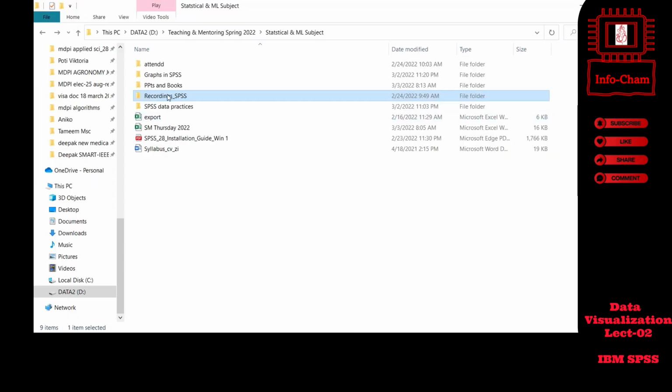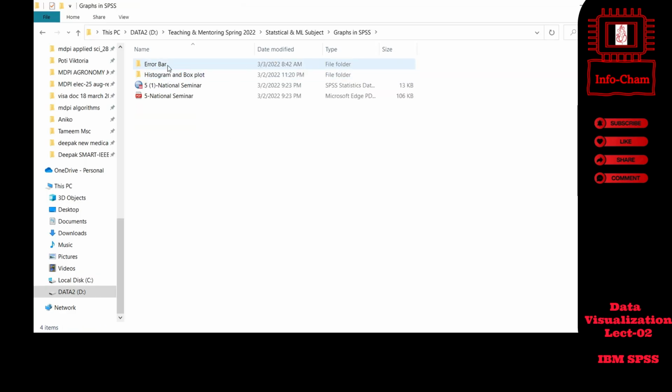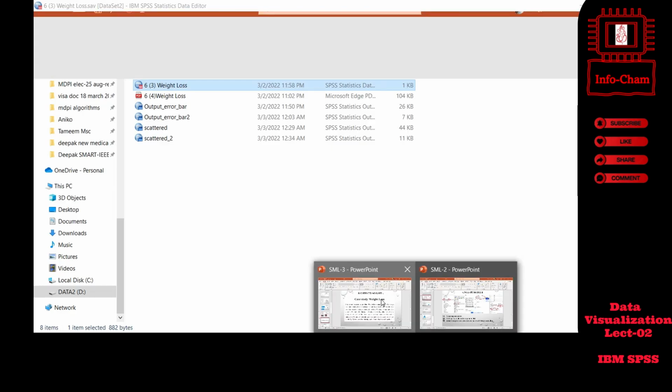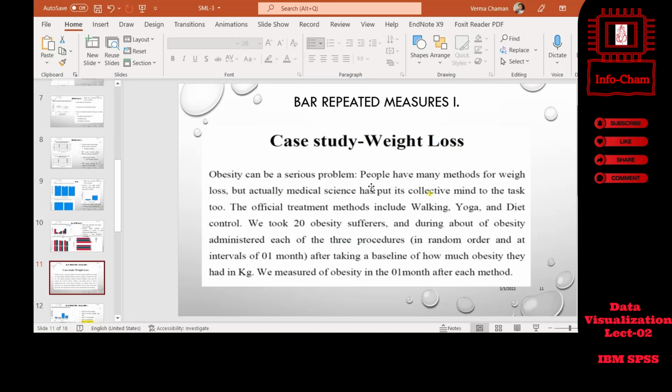So I already made the data in SPSS. Okay, I think I have some data. Weight loss data, right? I'm going to open it again in front of you, weight loss. Before going in, while it is loading, we have to understand what the case study is. Do you know right now obesity is a very big problem for everyone?